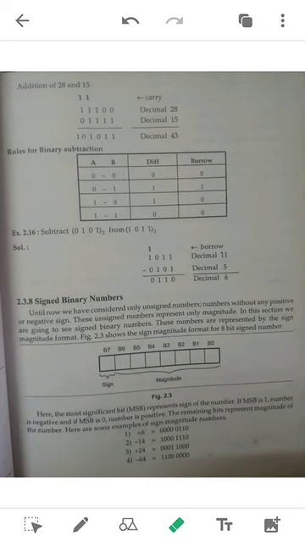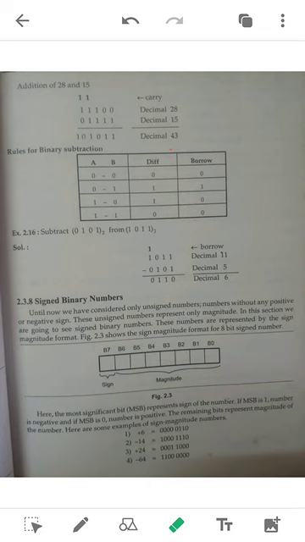Let us see the rules for binary subtraction. Again, here you can see the binary subtraction table with A, B, the difference and the borrow. These two parameters are there in a subtraction. We get the difference and borrow. A is 0 and B is 0, so A minus B is 0 minus 0.